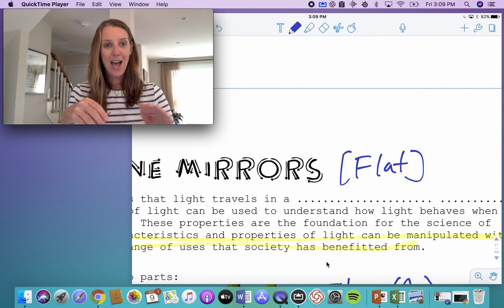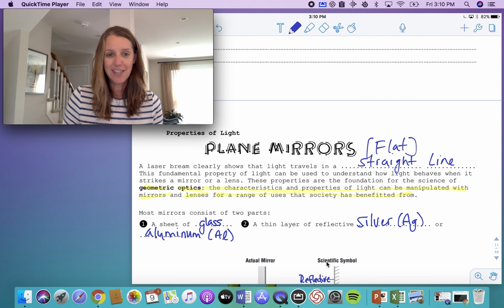The fundamental property of light, by the fact that it travels in a straight line, is used to understand how light behaves when it strikes a mirror or a lens. And these properties are the foundation of science. This is what geometric optics is.